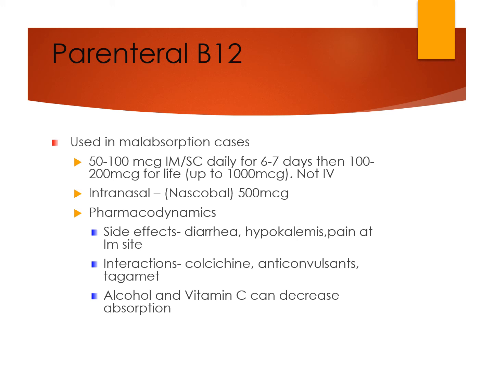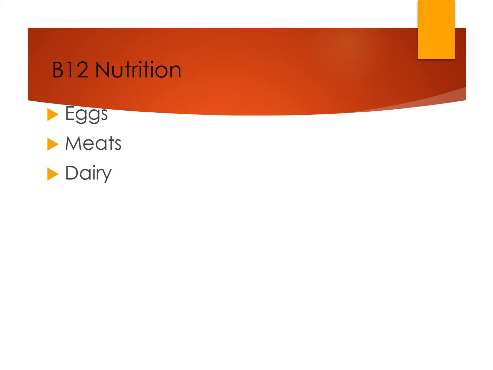Interactions include colchicine, anticonvulsants, and Tagamet, consistent with medications that are coating the stomach or stopping stomach acids. Alcohol and vitamin C can decrease the absorption in this case. B12 nutrition includes eggs, meat, and dairy. And questions would be always asked on nutrition: what types of food products, cottage cheese, and things like that would necessarily assist in B12 absorption.